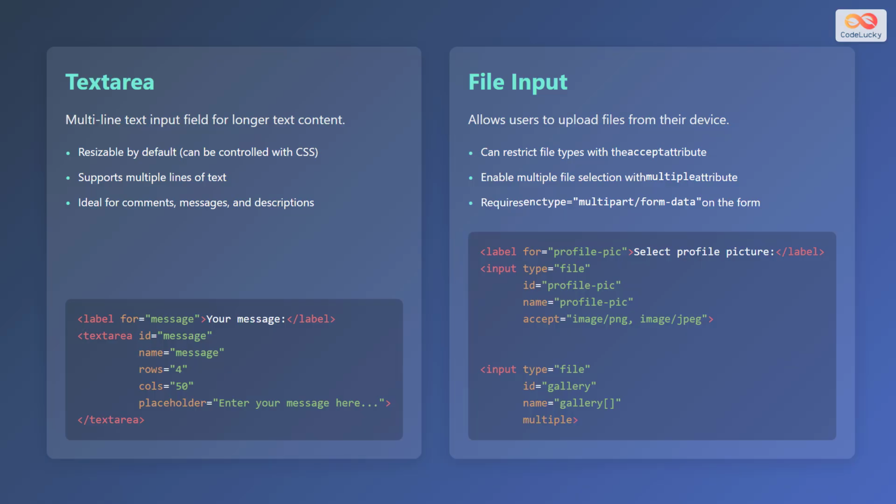Next, we have the file input, which allows users to upload files from their device. You can restrict file types with the accept attribute, enable multiple file selection with the multiple attribute, and it requires enctype equals multipart/form-data on the form. Here is an example of the code.